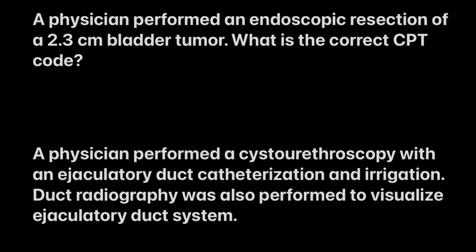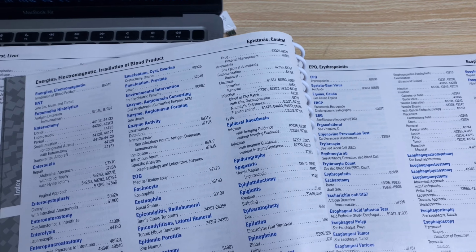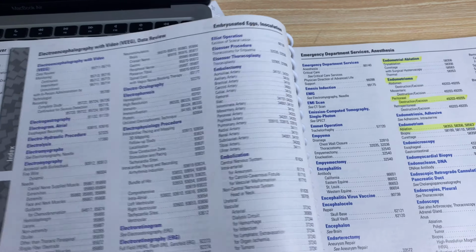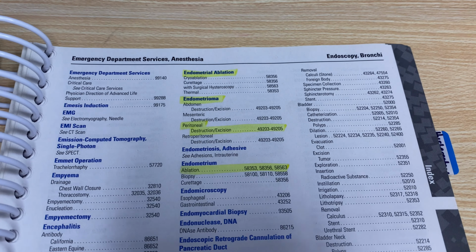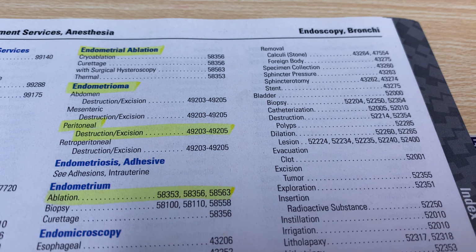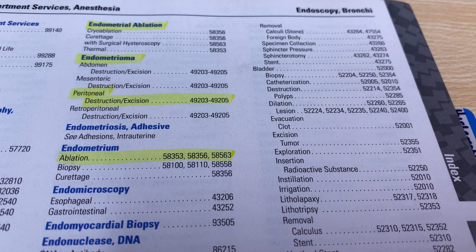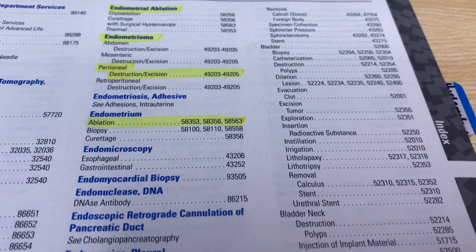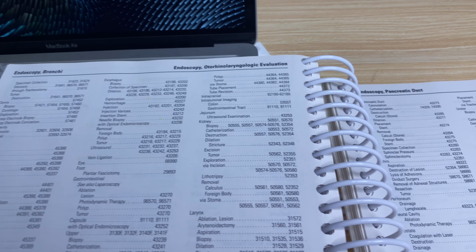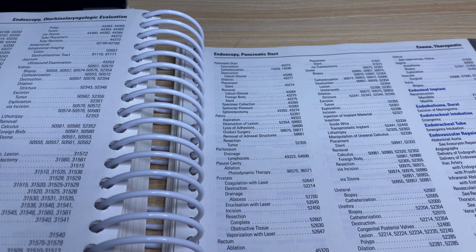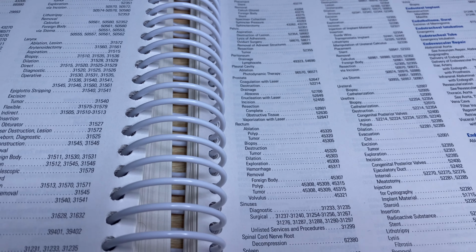This endoscopic resection made me think to go to endoscopy first. So let's jump into my CPT book so we can get to endoscopy and see what we see. Here we are at endoscopy, and I'm just going to look for bladder right up here, and then I see excision, and then tumor is indented at 52355. I feel like there should be a term for resection, so I'm going to keep looking through and see if we find it underneath endoscopy. I see rectum, but I do not see resection.